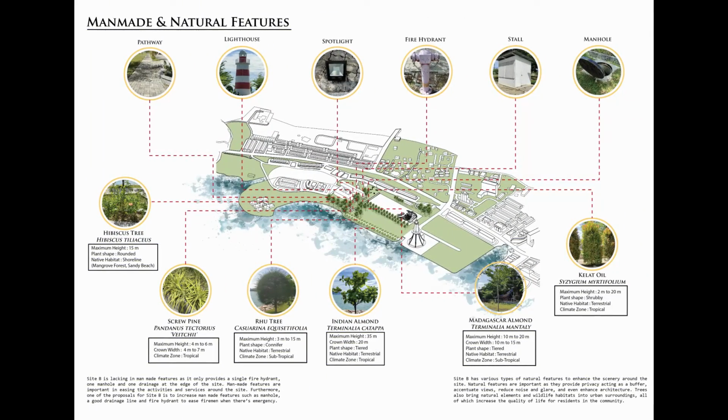Next, we are focusing on the next slide, which consists of man-made and natural feature information. For man-made features, we discovered there are 6 things over there. There are pathway, lighthouse, sports light, fire hydrant, stall and manhole. For your information, the lighthouse and the stall are not being used anymore. For natural features, we identified there are 6 species. There are hibiscus trees, screw pine, root tree, Indian almond, Madagascar almond, and kelad oil.